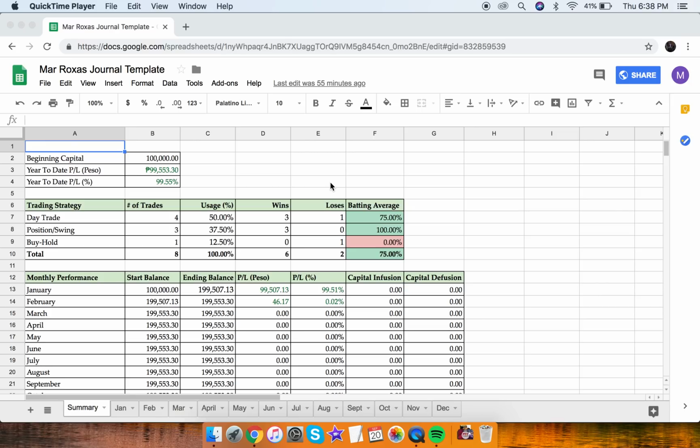Kakabalik ko lang from, sinundo ko lang yung anak ko. So, gumawa ko ng copy, nilinis ko yung journal. And then, napag-isipan ko na gawan ko na lang ng video while mag-share lang din naman ako ng template, might as well na i-share ko siya at 100%, yung mapapakinabangan talaga nating lahat.